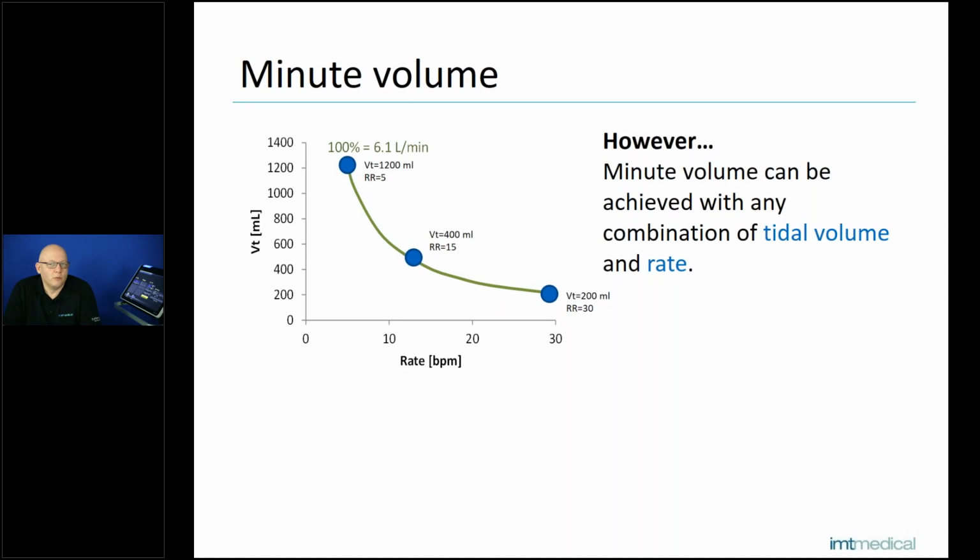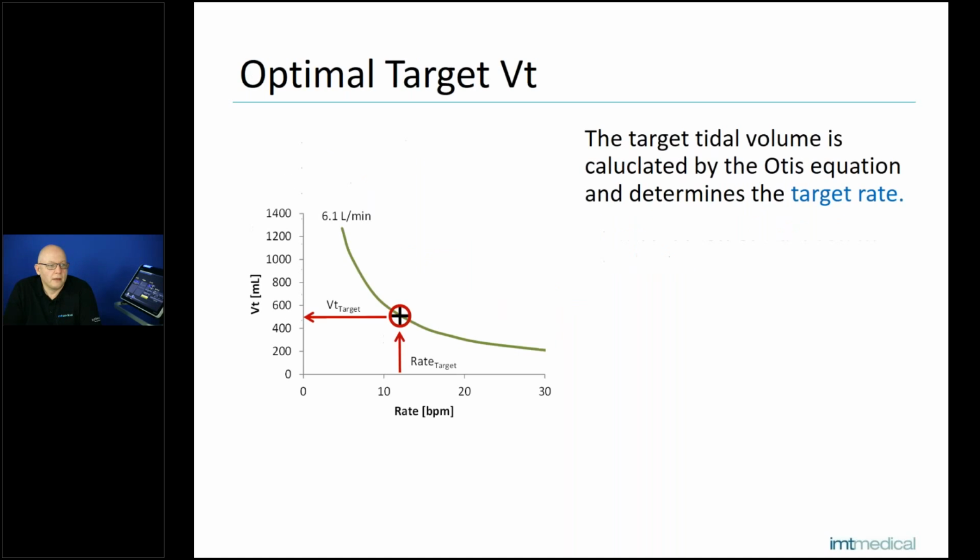This is now where we come to this, what some people might think is a black box, but it isn't. Because now we're coming to this optimal target. This is the significant feature of the AVM mode: the Otis equation is just relying on the lung mechanics of the patient and is calculating the point of least work of breathing. And this results in a special target rate.